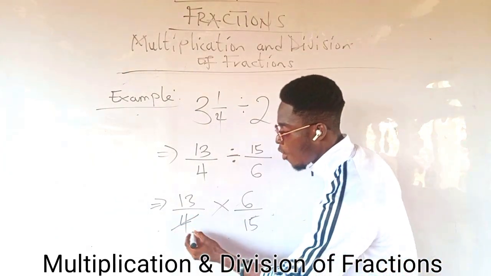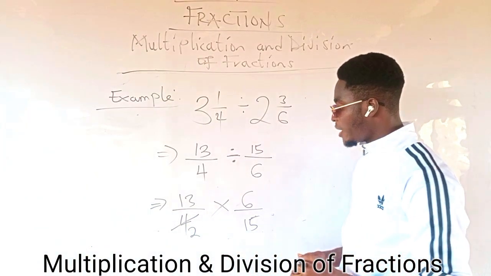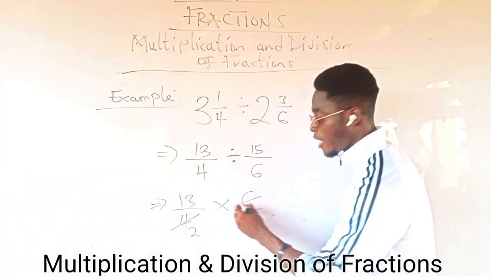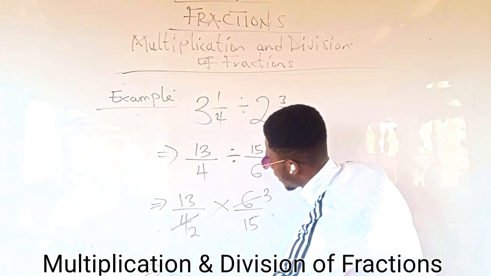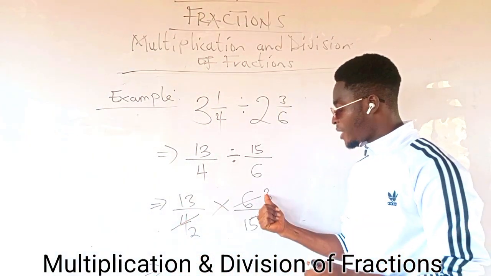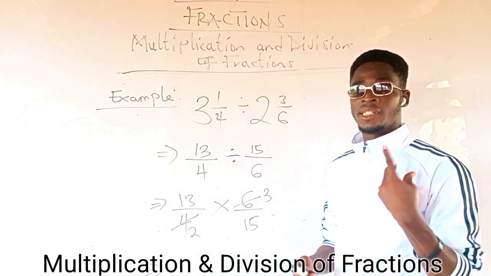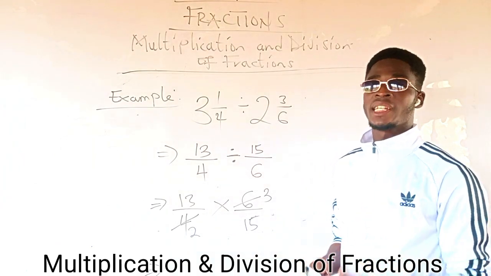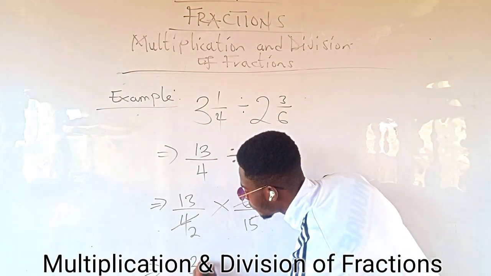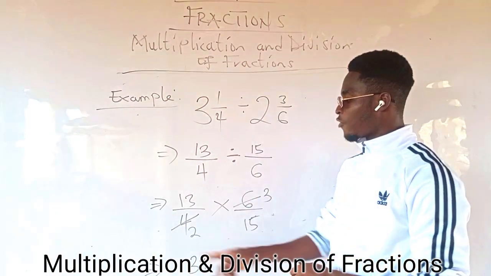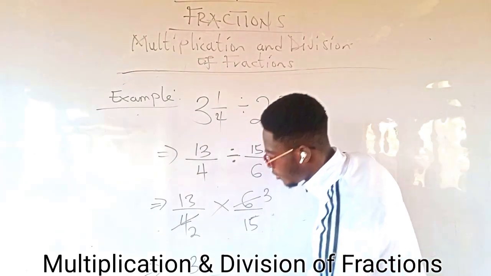So 2 divides 4 how many times? 2 times. And then 2 divides 6 how many times? 3. Now let's multiply. 13 times 3 is going to give us 39. Then we have 2 times 15, which will give us 30.